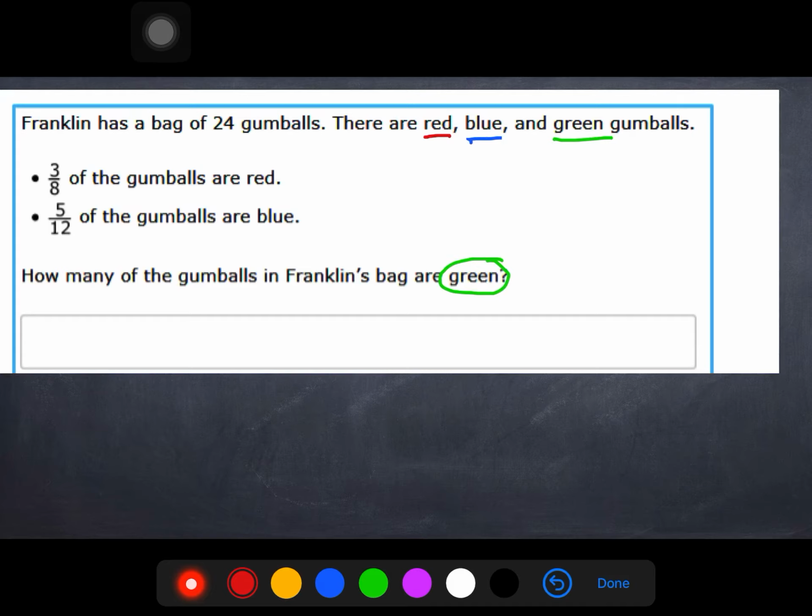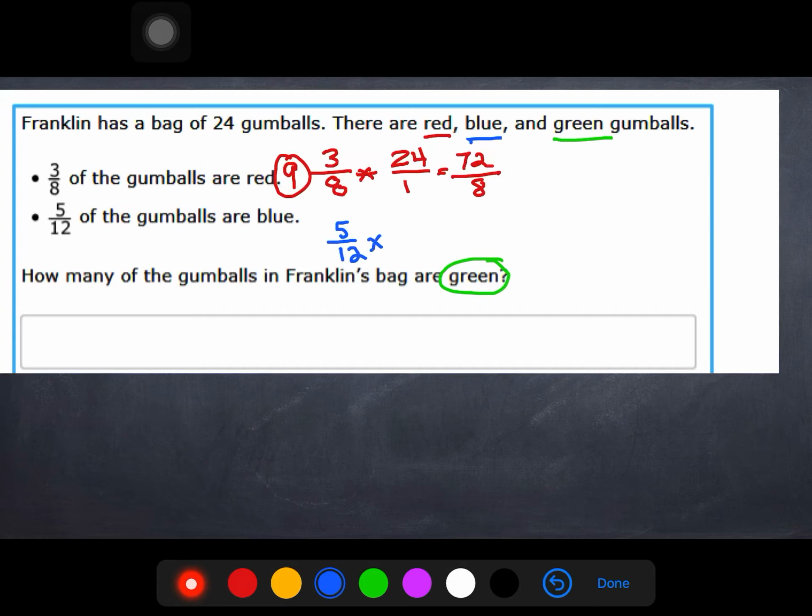Well, if 3/8 of them are red, you could do that mentally. You could think, well, 1/8 of 24, and then multiply that by 3. Or you could take 3/8 of 24, fraction multiplication. 3 times 24 is 72, and then 8 times 1 is 8. Well, 72/8 is like 72 divided by 8. There are 9 red gumballs.